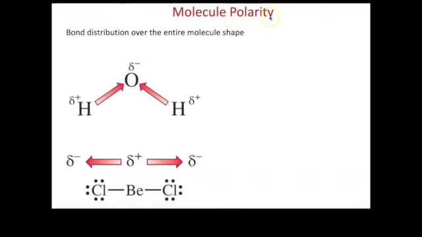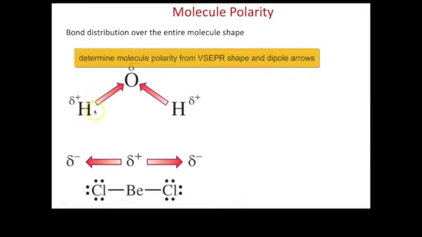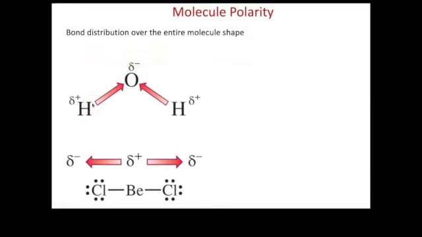Molecule polarity, on the other hand, is the electrons in the entire molecule. So taking into account the distribution of the electrons in the entire molecule involves looking at those polar bonds, which are drawn as dipole arrows. So if you have a dipole arrow, you can think of it as a pull or a push in that direction. This arrow is pushing to the right and up. Meanwhile, this arrow is pushing up and to the left.